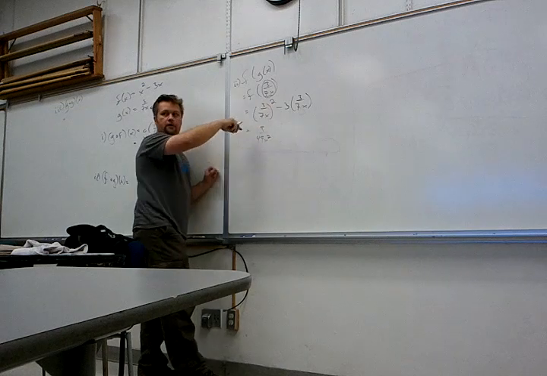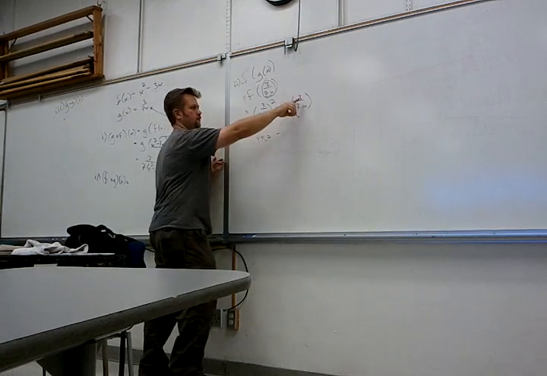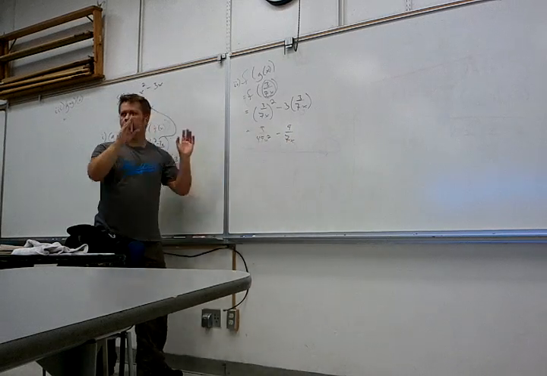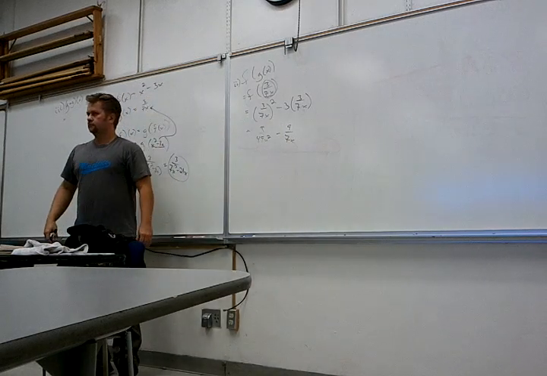9 over 49x squared. Everything's got to get squared, right? Minus 9 over 7x. And if you wanted to, you can combine them like that. That's fine.